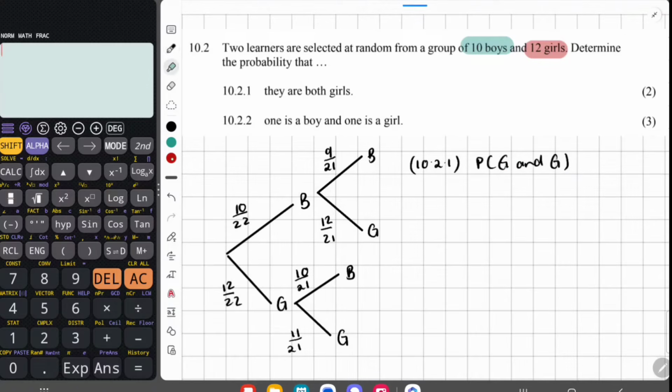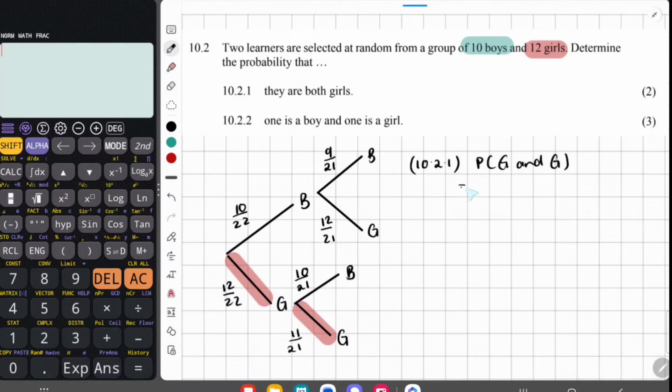So we're looking at it like this. In the first pick, a girl was picked. And the probability of that is 12 out of 22. Then in the second pick, a girl was also picked again. And the probability of that is 11 out of 22. And when we move across like this, we multiply.